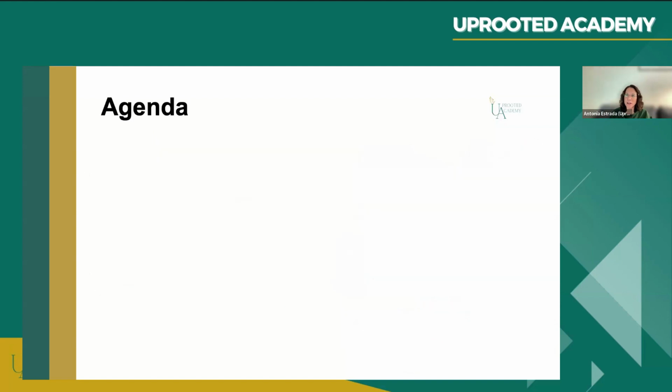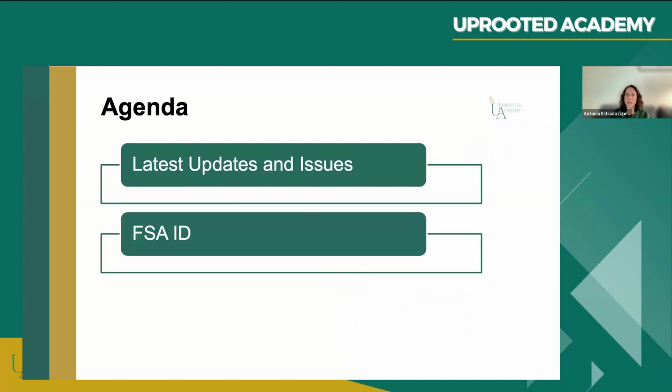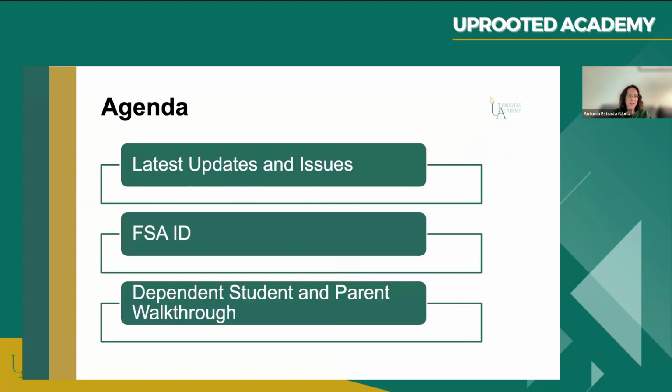So what's on the agenda for today? We're going to look at the latest updates and issues surrounding the new FAFSA, and there are many issues, which we'll talk about soon. Then we're going to look into the FSA ID, which is essentially the username and password for the studentaid.gov account. And then we're going to look at an overview of selected questions on the FAFSA form that a dependent student and their parent or parents would see, and how to complete those questions. So just selected questions that perhaps require a bit more explanation.